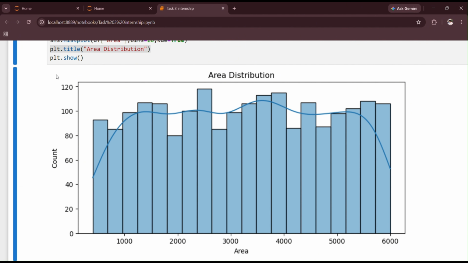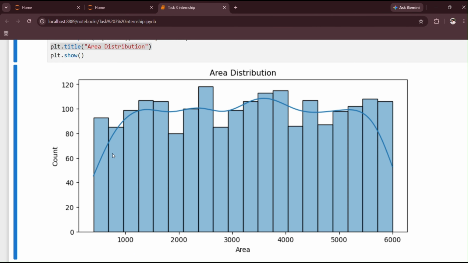From this graph, we can observe that the house areas range approximately from 500 square feet to 6,000 square feet, showing that the dataset contains both small and large properties. Another important observation is that the distribution is fairly spread out. There is not just one dominant house size, which means our dataset has good diversity in property areas.